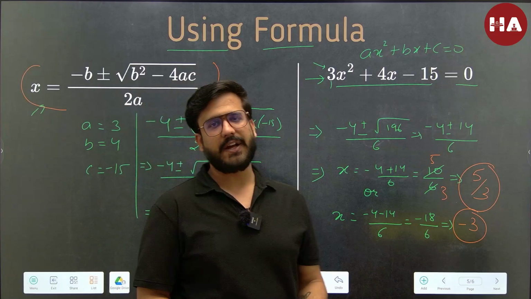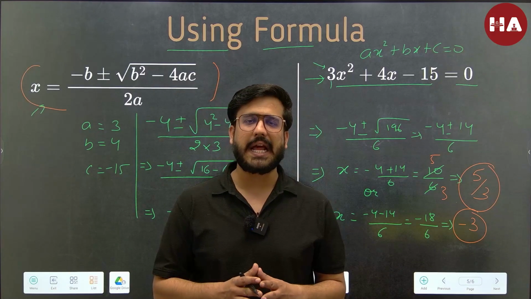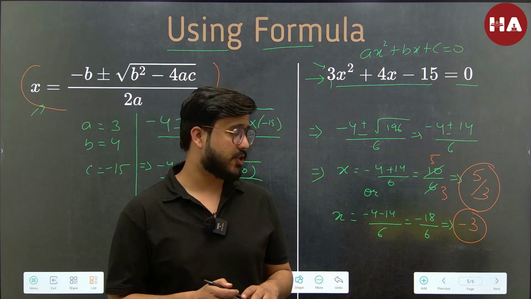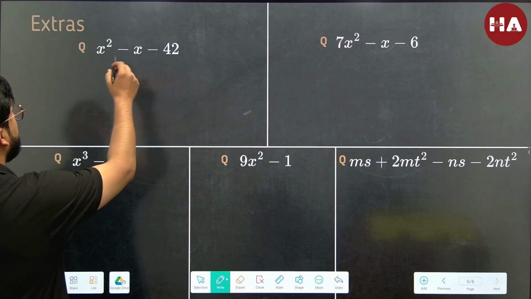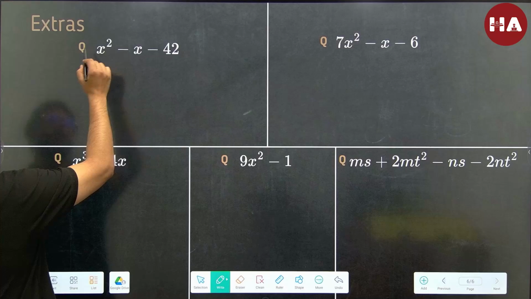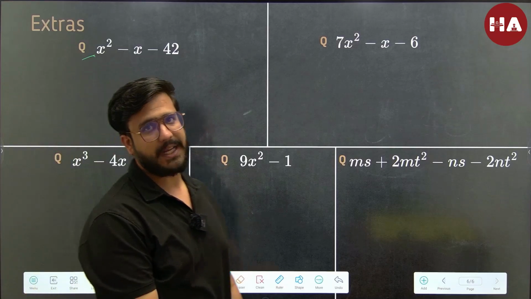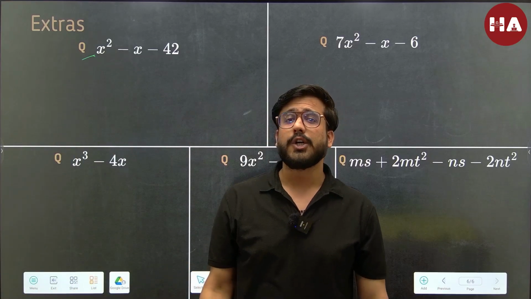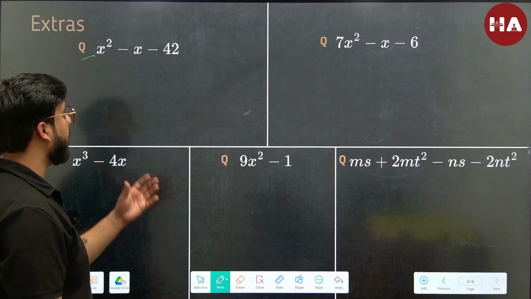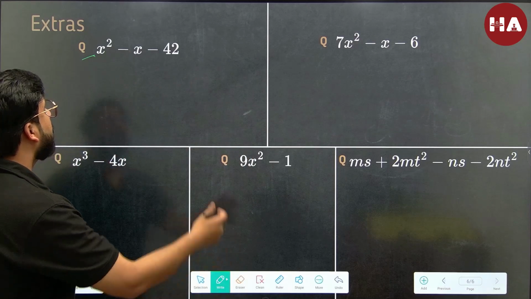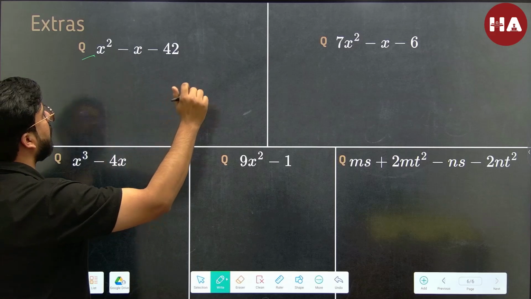Okay, students, so we have dealt with various linear and quadratic equations. Let's solve to understand better and apply the concepts. These are some extra questions. First is given as x square minus x minus 42. What you can do here is either apply the formula or use the factorization method. We are going to solve with the help of the formula.